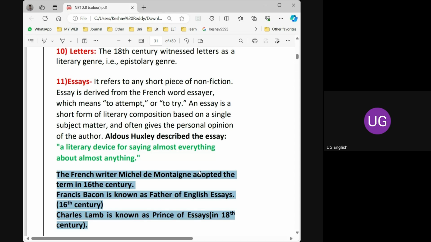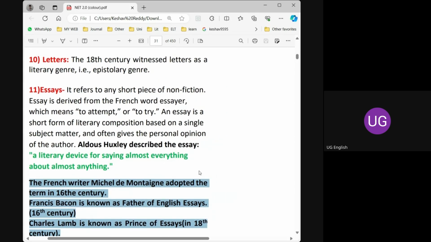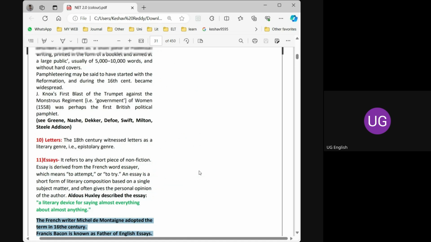And then Francis Bacon is the one whose essays are very famous. He is known as the father of English essays. And then we have a famous personality, Charles Lamb. He is known as the Prince of Essays. One is the father of essays, the second one is the Prince of Essays. So these three are the very important names associated with the essays.